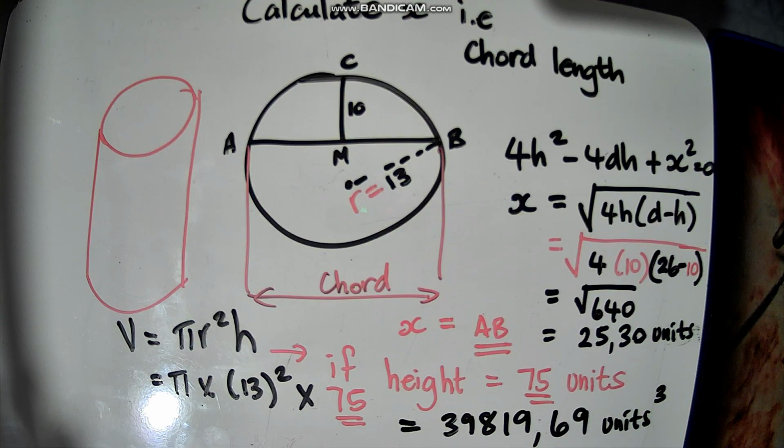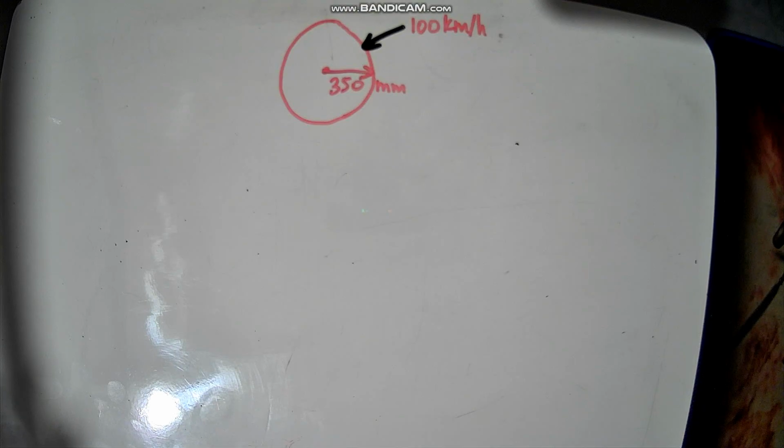We're going to go on to the next question about a rotating wheel on a car. So in this question, we're looking at a car's wheel, and the car is traveling at 100 kilometers per hour, and the radius of the wheel is 350 millimeters. So notice that one is in kilometers and the other one is in millimeters.